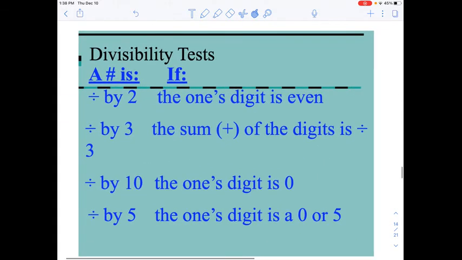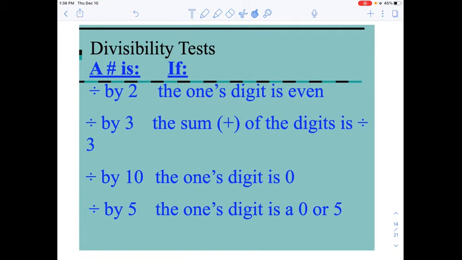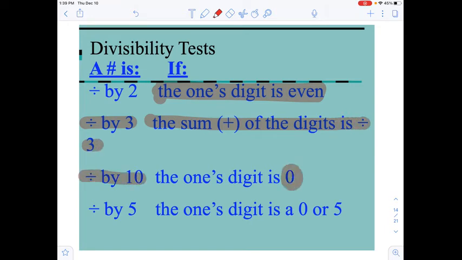So some practice with that. Actually, before we practice with that, just some things to know. A number is divisible by 2 if its one's digit is even. That'd be a good thing to write down. It's divisible by 3 if the sum of the digits is divisible by 3. It's divisible by 10 if the one's digit is 0. And it's divisible by 5 if the one's digit is a 0 or a 5.